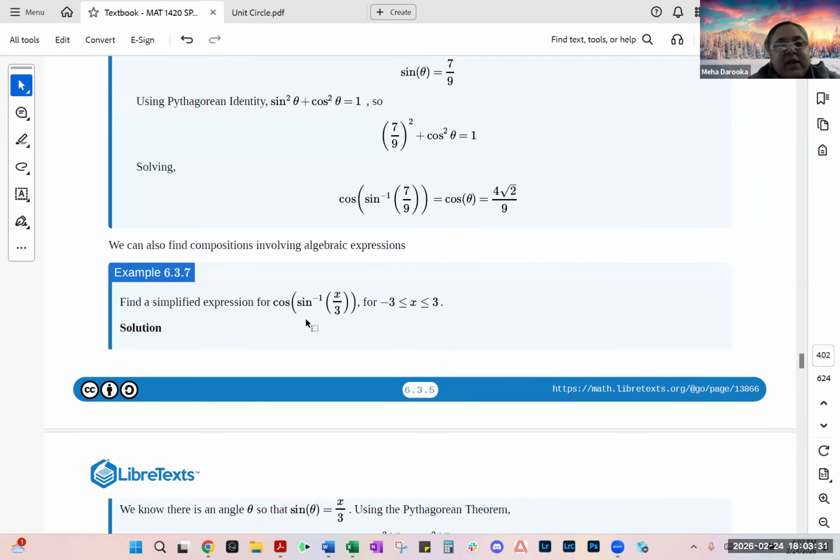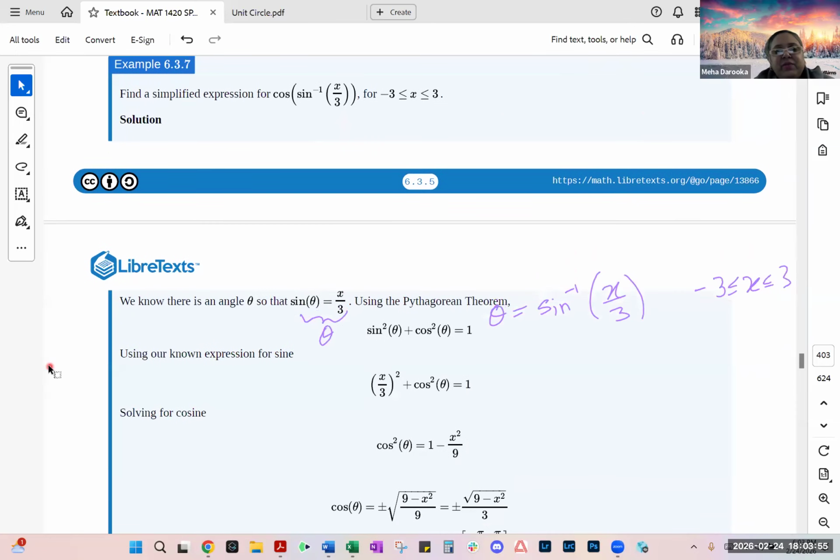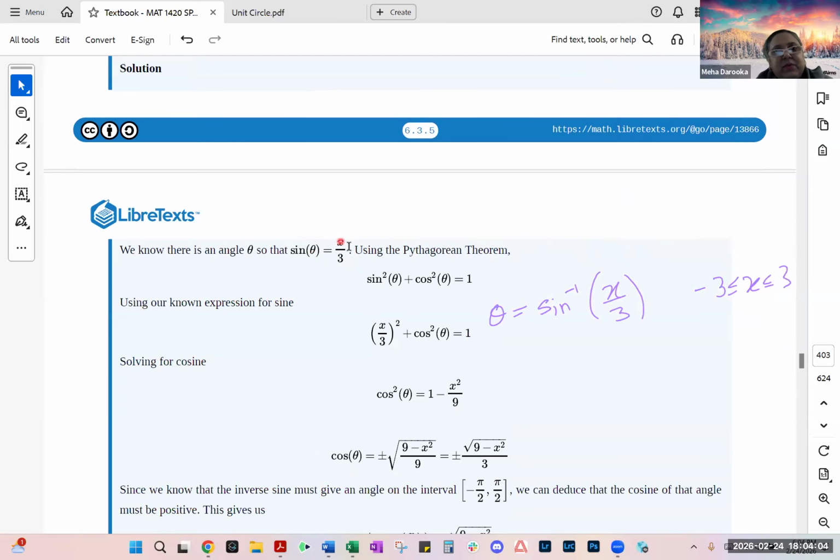So again, since you're starting out with the sine inverse function on the inside, we know that's going to give us an answer of theta. So you will basically end up with theta equals sine inverse of x/3. And then, of course, our x is going to be between negative 3 and +3, including those endpoints. So you can use that to rewrite the sine function now, right? So we can rewrite it as sine of theta is equal to x/3. And then using the Pythagorean identity, instead of the theorem, this should actually say identity.